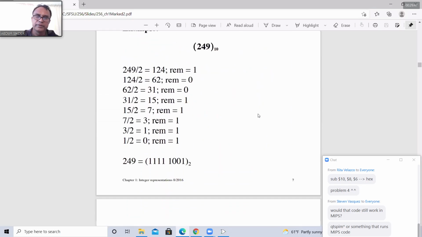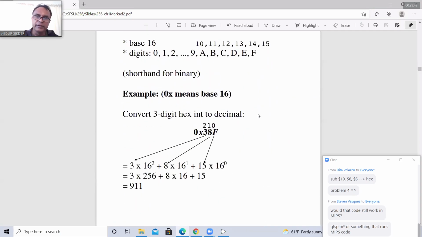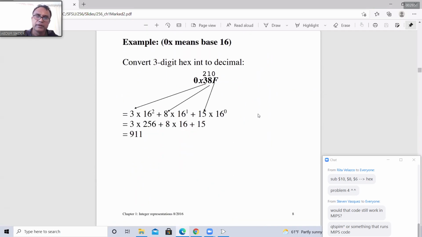There will be two methods also. A lot of people did that in the quiz, that's fine. And then conversion from hexadecimal to decimal, or even hexadecimal to binary is very simple, the binary one. You just put F, what is the binary F is 1111, 8 is 1000, 3 is 0101. So that will be your binary for this 3 hexadecimal number.